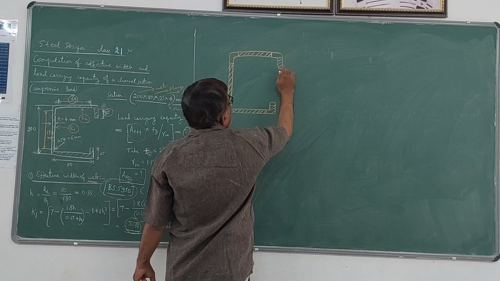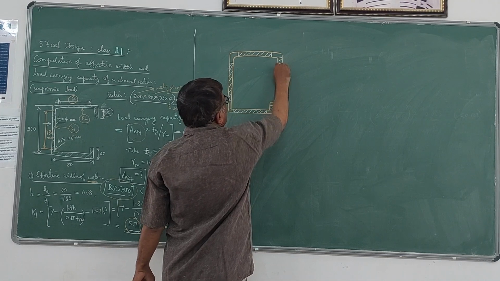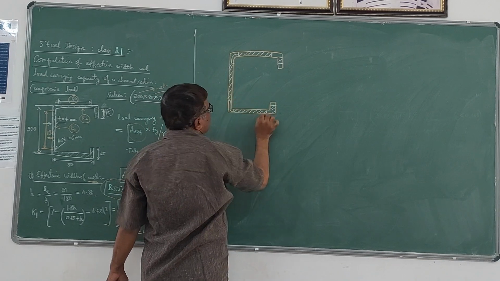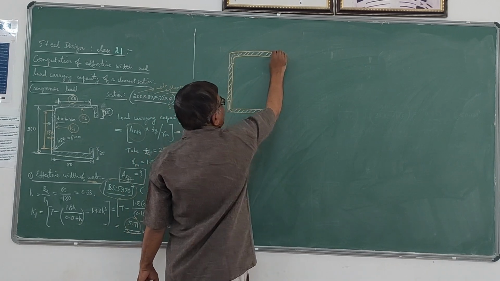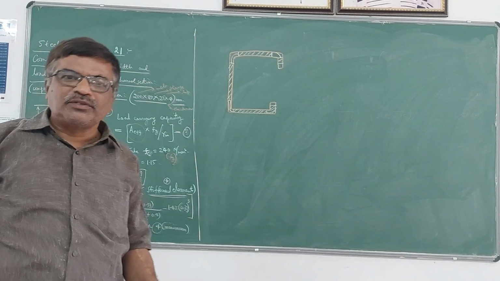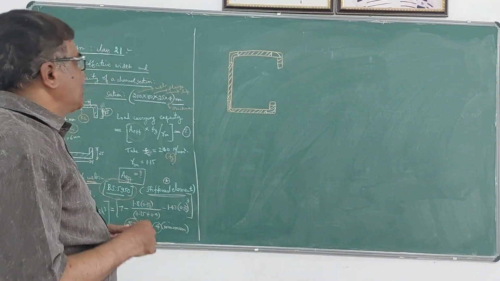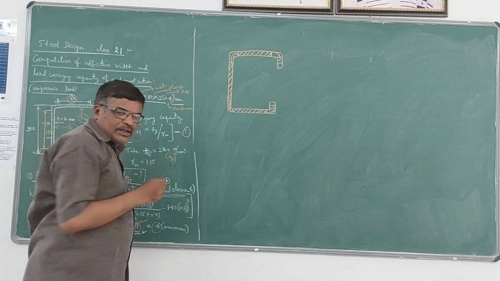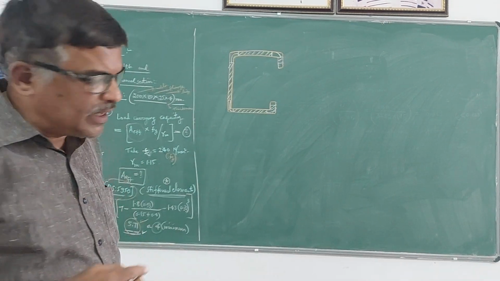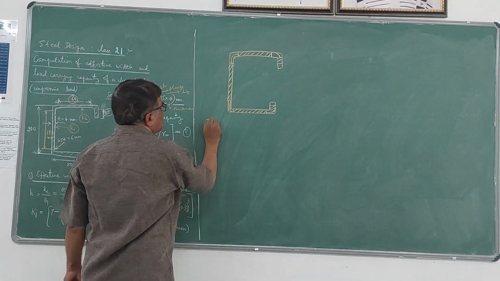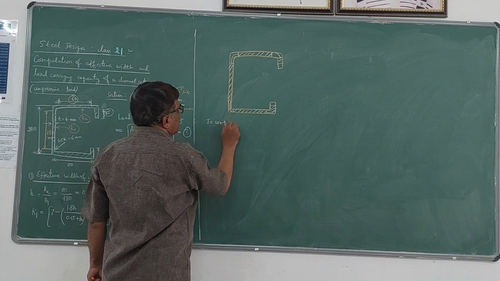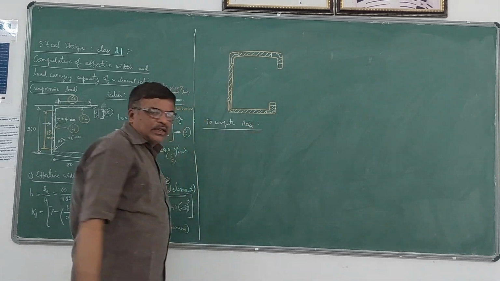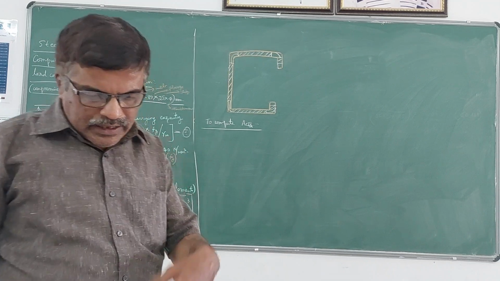Effective width values we have already computed for these. In addition to that, these 4 corners also we can consider, because a portion of the corner also may become effective in carrying the load. So to compute the effective area, to compute A effective, this is very important. So I will consider all the 4.